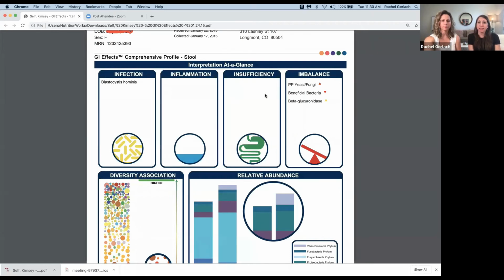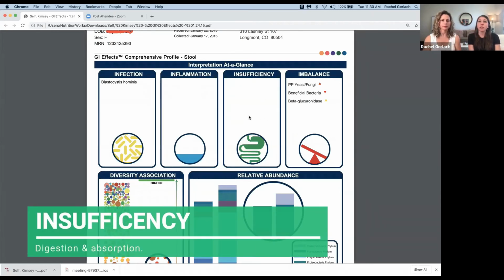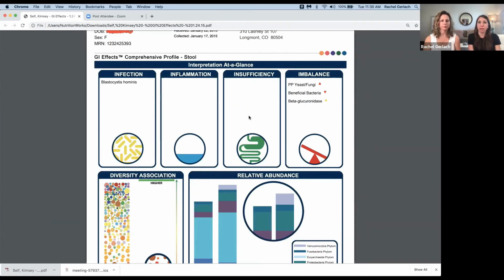Third section is insufficiency, and here we're looking at digestion and absorption. So how are you digesting and absorbing protein and fats, largely, and we can get an idea of carbohydrates also. So here we're looking at hydrochloric acid production, stomach function, pancreatic enzymes, bile and gallbladder function to give us a more thorough idea of digestion and absorption.